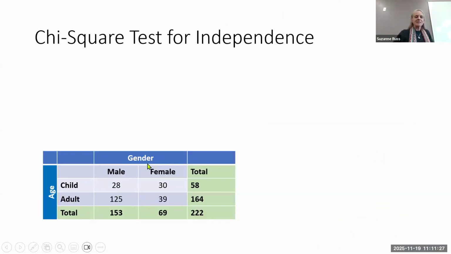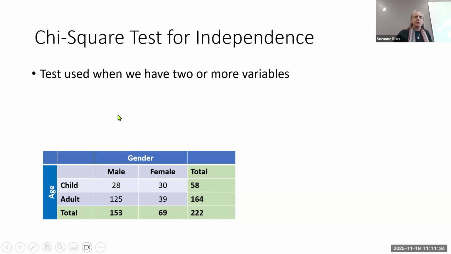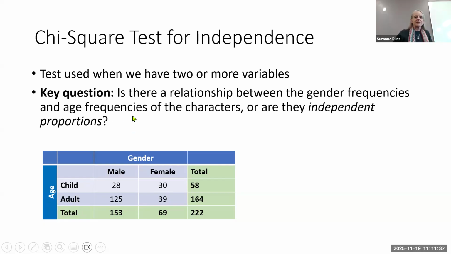All right. And so this is what the data are going to look like when you're doing this kind of problem. We're going to use this test when we have two or more variables. And we're asking, is there a relationship? Oh, that word relationship. You won't be confused because these are nominal variables. Is there a relationship between the gender frequencies and the age frequencies of the characters, or are they independent? The age isn't based on whether the characters are male or female. And so the data looks like this.